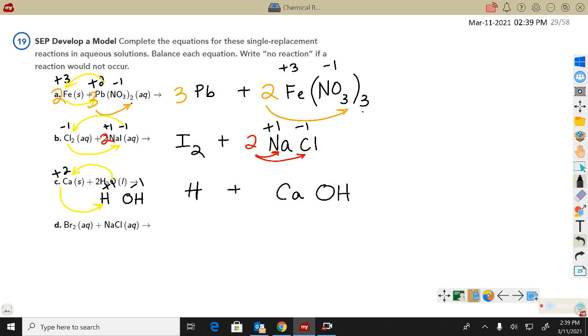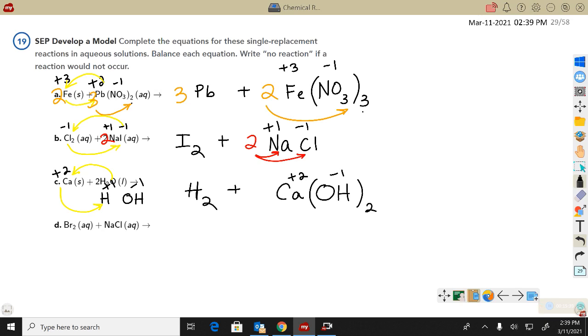Of my two products, I have to ask, is the single element diatomic? Yep, it is. Hydrogen is diatomic when he's all by himself. And of my other product, is it neutral? Well, calcium was a +2, hydroxide's a -1. Ugh. I'm going to need 2 hydroxides. There, I think I got it.